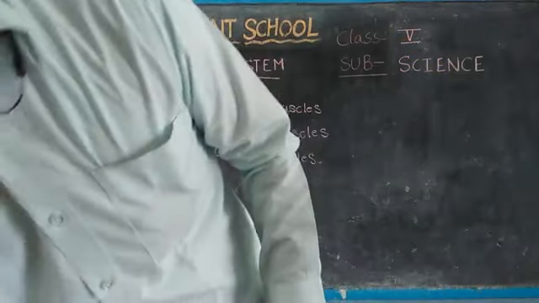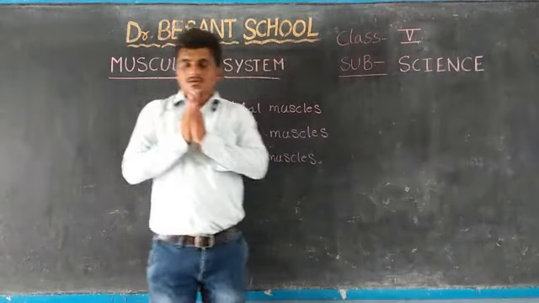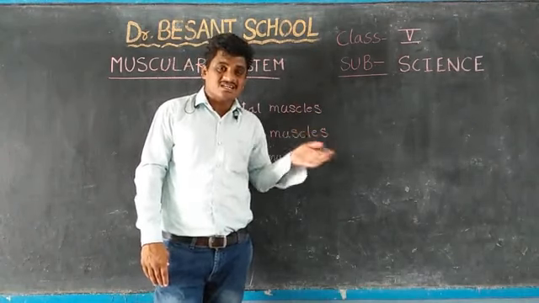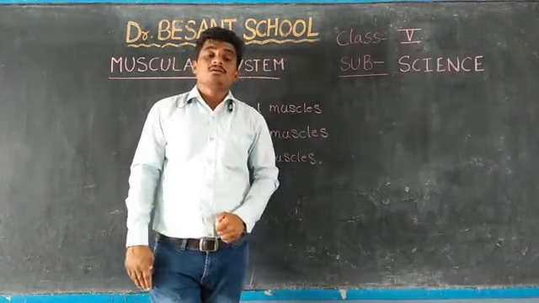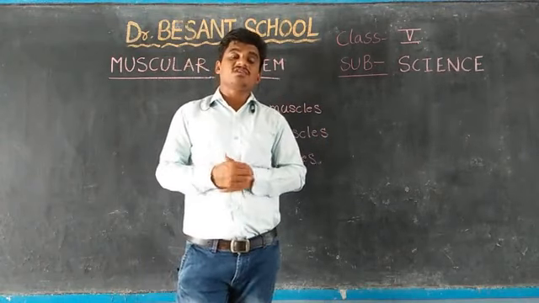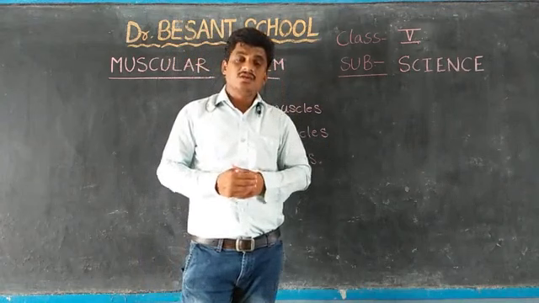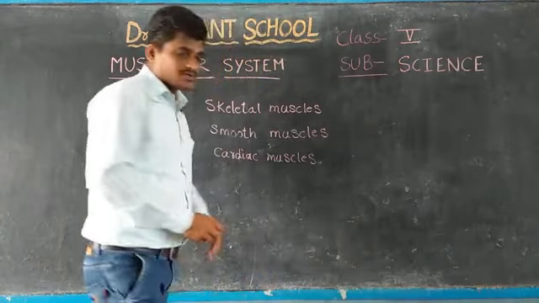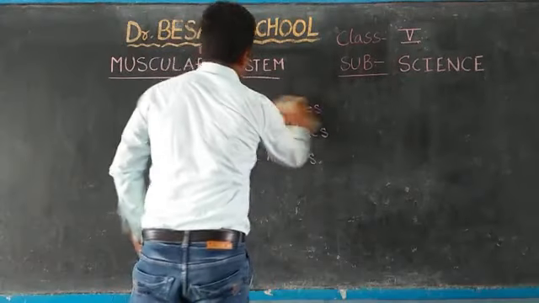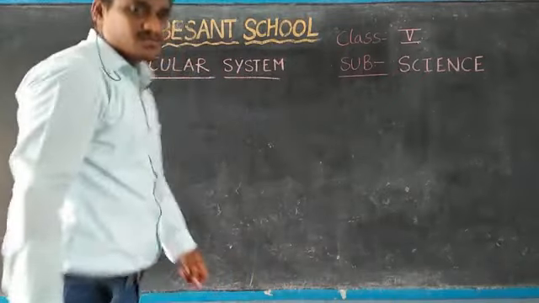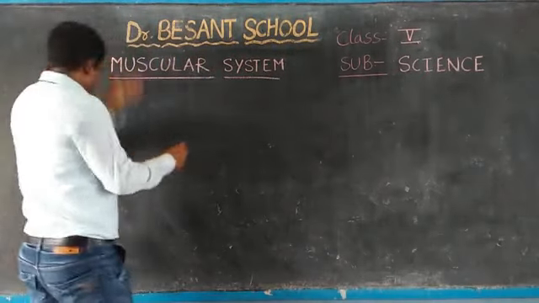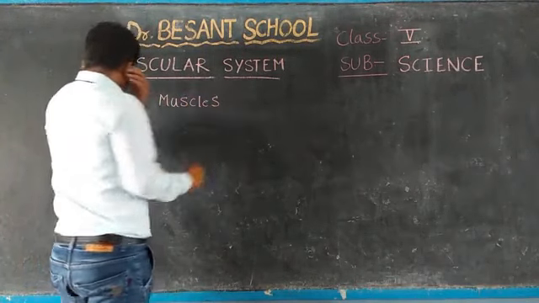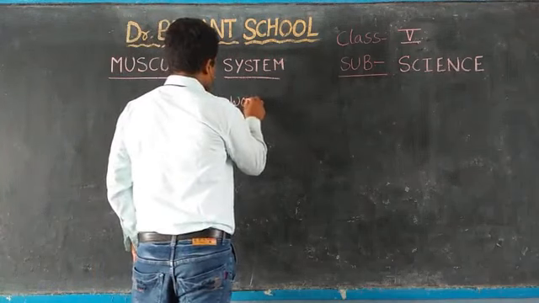In the last lesson, we drew the pictures of skeletal muscles, smooth muscles, and the cardiac muscles. Now, we have to talk about the working of the muscle. How the muscle works. You know, muscle always works in pairs. How they work in pairs, let us discuss in this lesson.